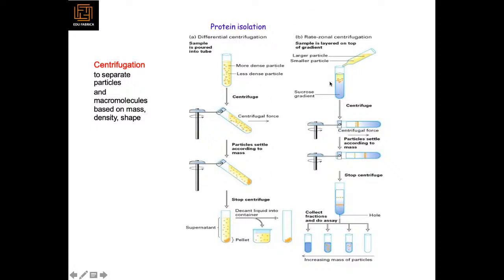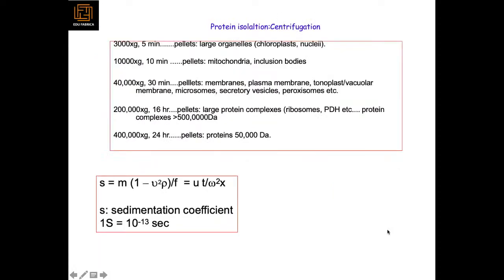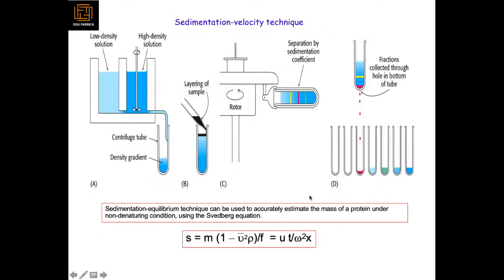In the other case, you have the sucrose gradient. In the sucrose gradient, you have a mixture of large and small particles. Then you go for centrifugation, so they get separated according to their density. So the denser will be at the bottom and the less dense will be upper. You can separate them separately. So at different speeds, 3,000, 10,000, 40,000, 200,000, 400,000, you get different protein results.